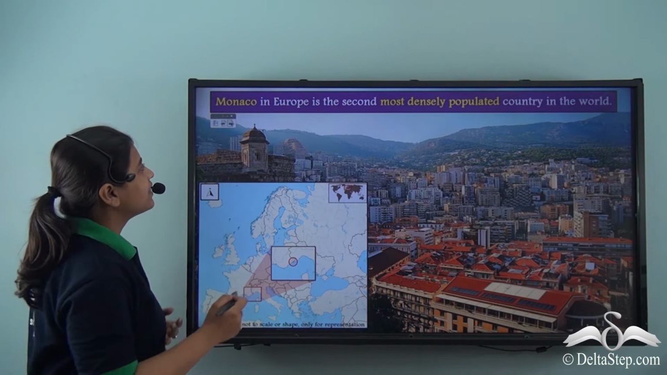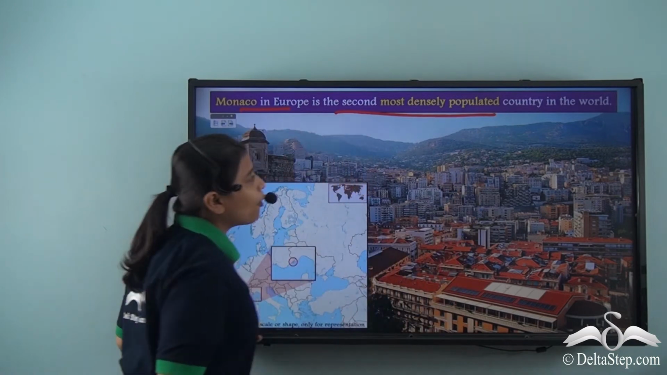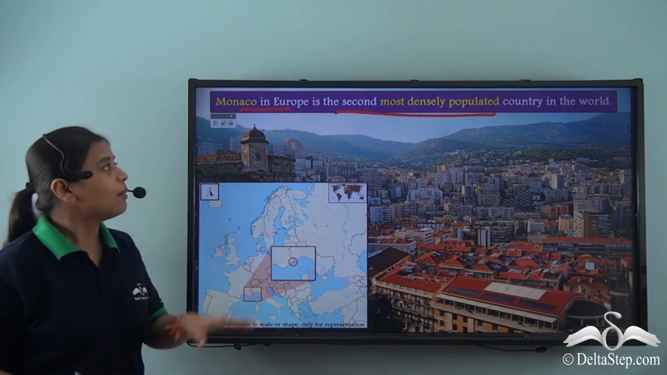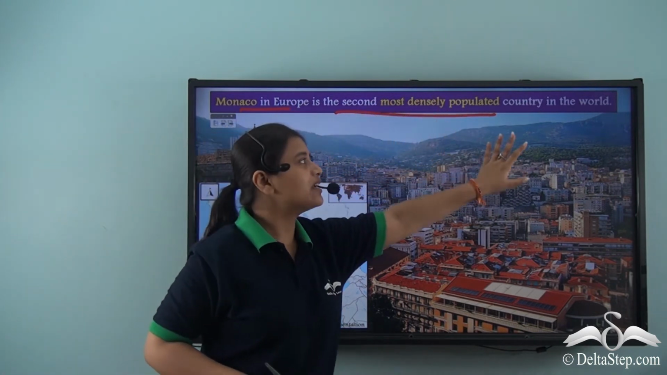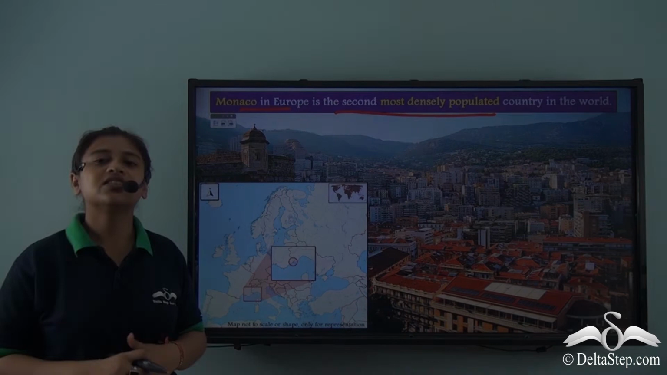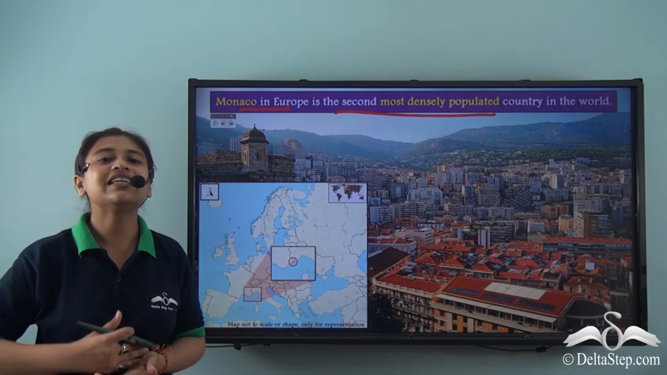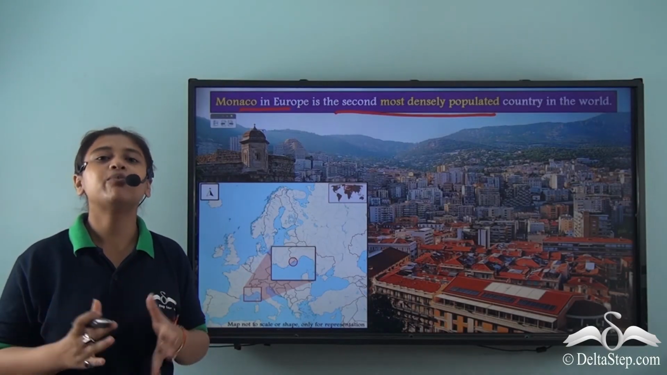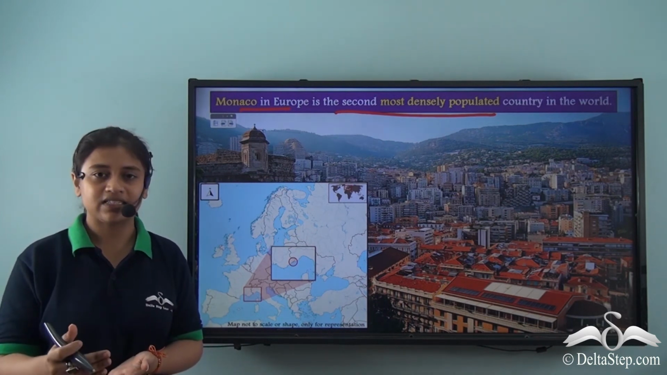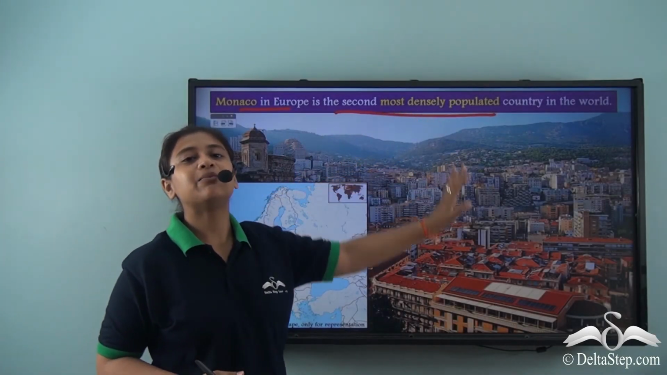Now Monaco, that is in Europe, as we can see here in this map, is the second most densely populated country in the world. After Macau in China, that is the most densely populated country in the world, Monaco is the second most densely populated country in the world. Now why are we talking about the second most densely populated country in the world? This is only to make you understand that regions that are industrially developed or technologically advanced are places that attract human population and make themselves densely populated regions. So the technological advancements and the industrial growth in Monaco, that is in Europe, make it the second most densely populated country in the world.